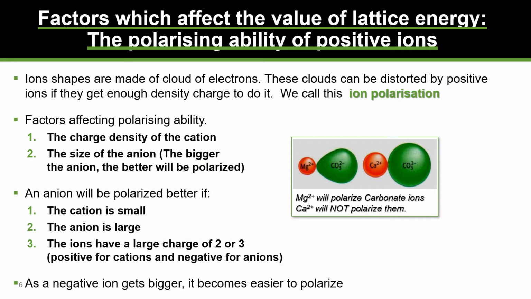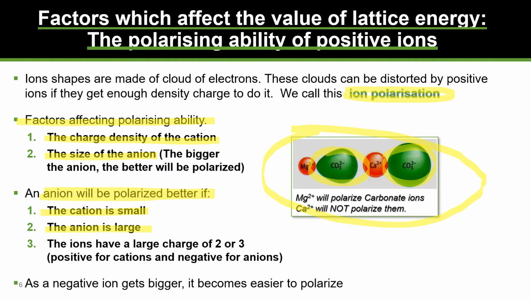On the graph that you see on the right, you're going to see that the magnesium polarizes the carbonate ion better than the calcium does. And that is because the magnesium has more charge density than the calcium, because it's smaller and has the same charge. So ion polarization is the property of polarizing the cloud of electrons on an ion by the cation. So the factors affecting the polarizing ability are going to be the charge density of the cation. In this case, magnesium has more charge density than calcium does, and the size of the anion. So an anion will be polarized better if the cation is small and the anion is large. So as the negative ion gets bigger, it becomes easier to polarize.